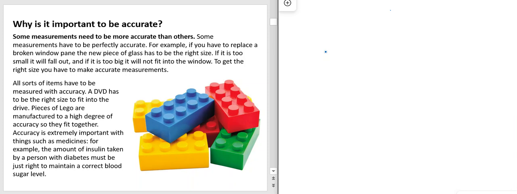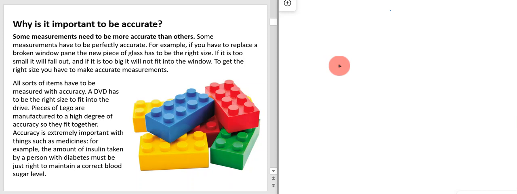All sorts of items have to be measured with accuracy. For example, a DVD has to be the right size to fit into the drive. Again, a DVD is circular. It's very important that it's the right size, otherwise it won't fit into the DVD player. Pieces of Lego have to be manufactured to high degrees of accuracy so that they fit together. And accuracy is extremely important with such things as medicines.